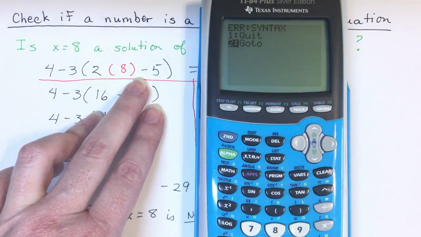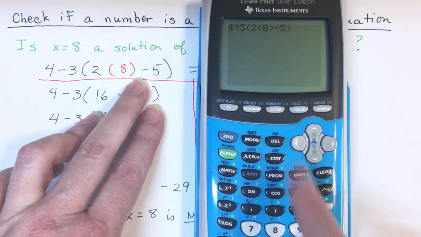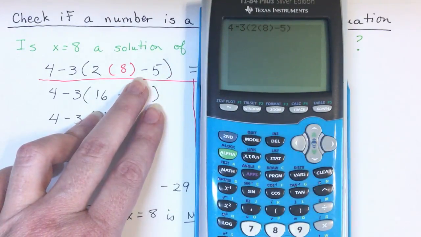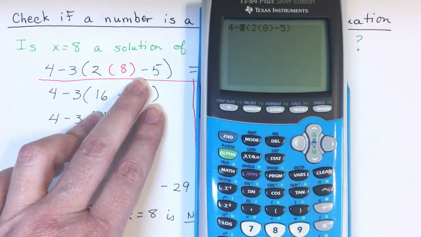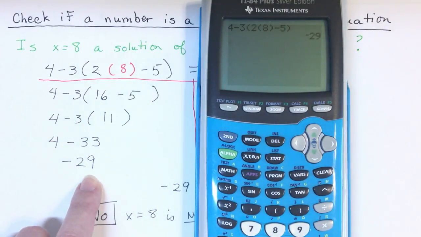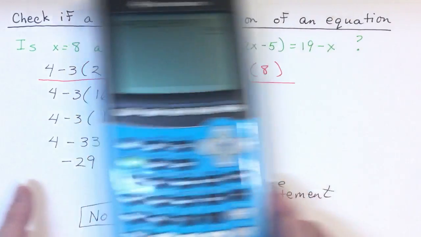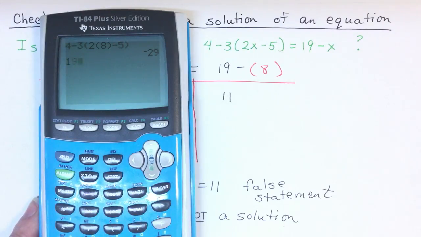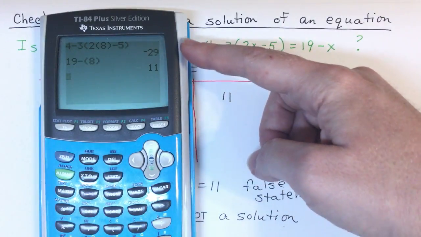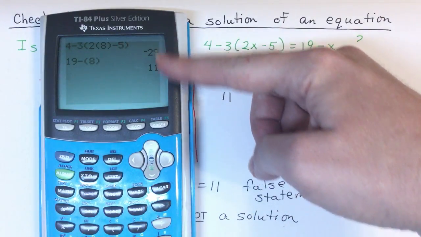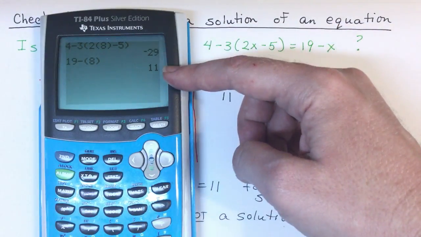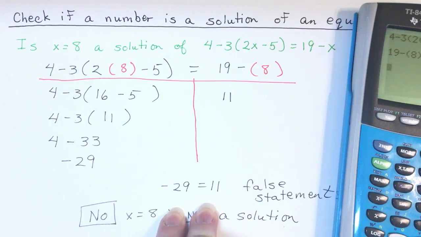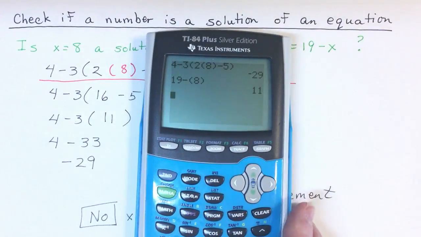One thing that's nice is if I go to where the error is and hit enter, my cursor will flash so I can see I used a negative instead of subtraction. Let me change that to a subtraction sign, hit enter, and I can see it simplifies to negative 29. On the right hand side, I've just got 19 minus 8. 19 minus, I can use the parentheses, 8, and 11. One thing that's nice about the graphing calculator is I can see multiple things on one screen. So negative 29 equals 11. False statement. No, 8 isn't a solution.